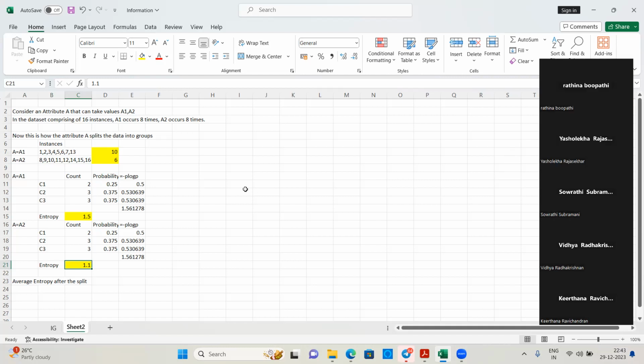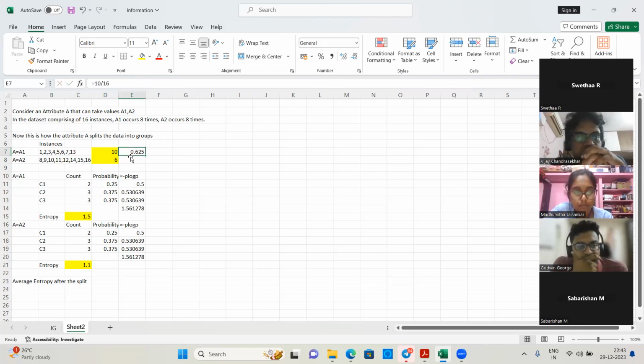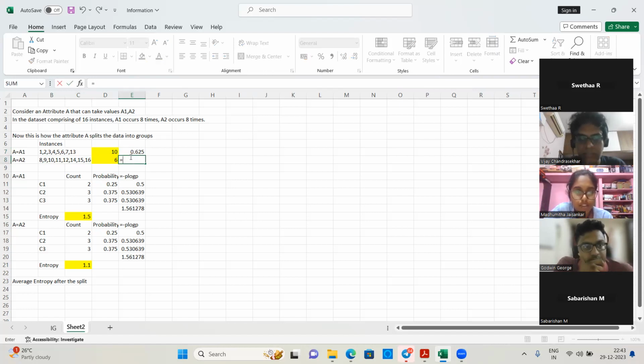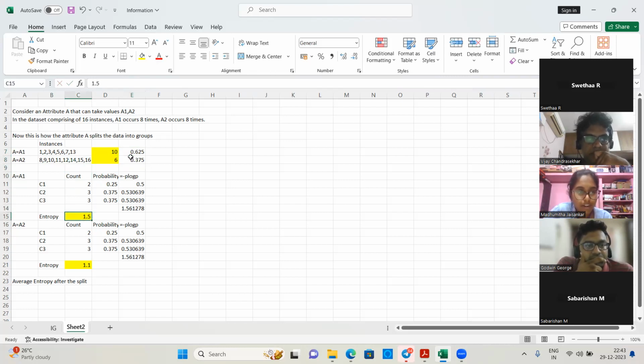I calculated the probability of A1, 10 by 16. Okay, so this is 10 by 16, which means out of 16 instances, 10 is going to go to A1. All right. And then? This is 6 by 16. Okay, wonderful. And then? And multiplied 0.65.